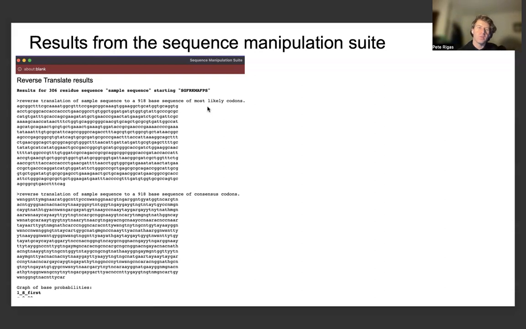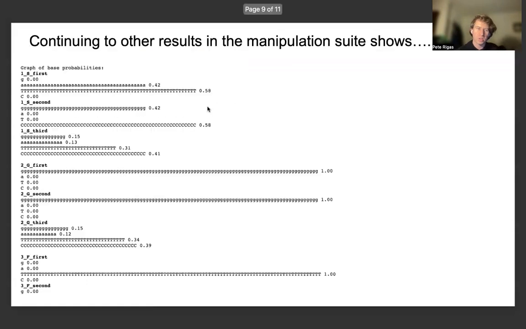But besides the reverse translated sequences from the amino acid input sequence that are provided at the very top of the sequence manipulation suite, if we go down a little bit further, we continue to other results, which include the graph of the base probabilities, which relies on a computation of a probability distribution, looking at the probability of obtaining different types of DNA base pairs in the sequence that we're reverse translating from the input amino acid sequence.